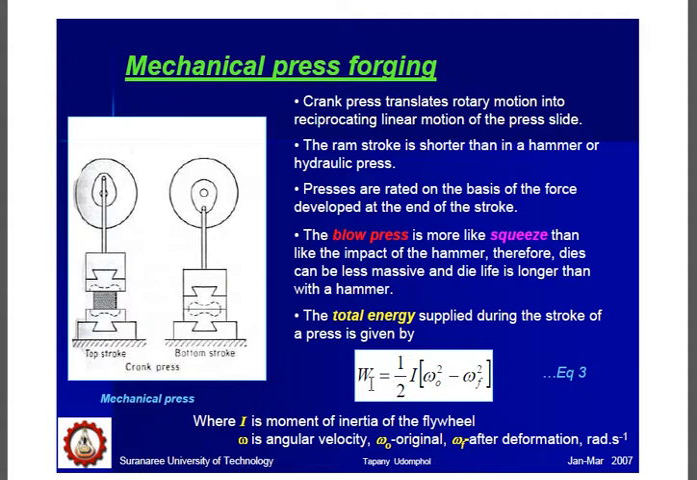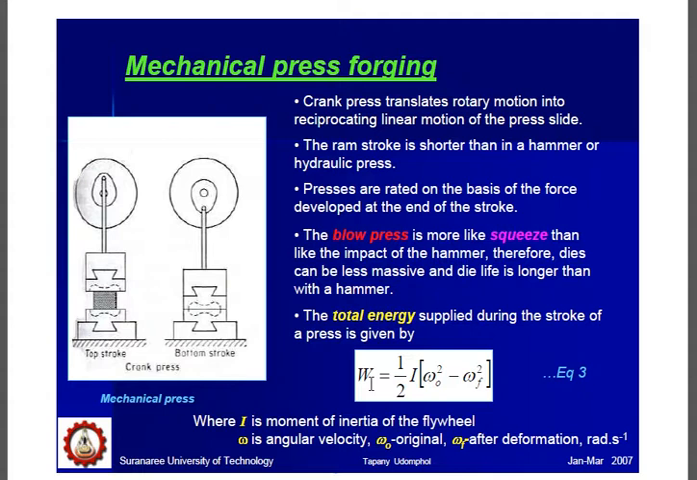A crank press translates rotary motion into a reciprocating linear motion of the press slide. The ram stroke is shorter than that of a hammer or hydraulic press. Presses are rated on the basis of the force developed and of the stroke. The blow of a press is more like squeezing than like the impact of a hammer. Therefore, dies can be less massive and die life is longer than with a hammer.